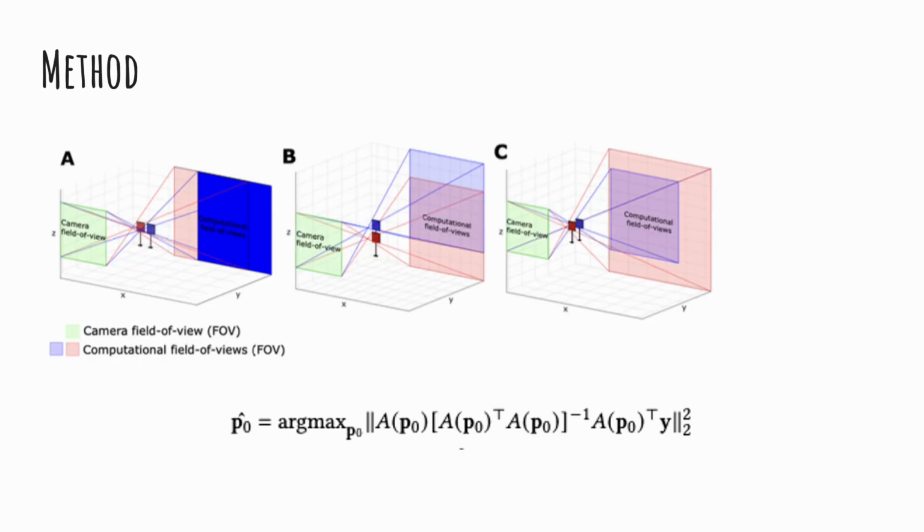And so with that in mind, we can see here is a diagram of what would happen if we shift the occluder position. The first one shows what happens if we shift the occluder position along the x-axis. The second one is for the y-axis, and the third one is for the z-axis. And so in order to find the estimated position of the occluder, we find the occluder position that maximizes a times the pseudo-inverse of a y norm.